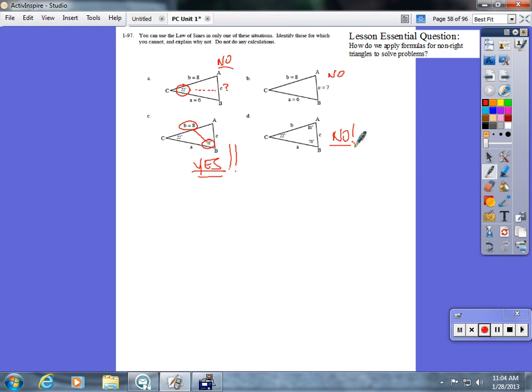Again, part of this process is knowing when to use the appropriate formulas. Using the formulas should be simple. Plug and chug.